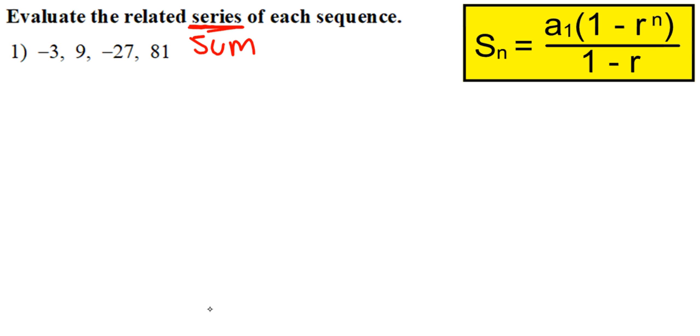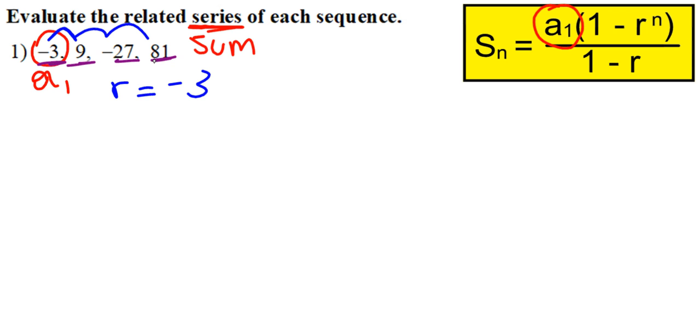In order to use the formula, we're going to need to find a1. a1 is just the first term right there, negative 3. And then r is what you multiply to get to the next term. So go to here, to here, to here. It looks like your r number is negative 3 because we multiply by negative 3 to get to the next number. n is just how many terms there are. Well, we can see 1, 2, 3, 4 terms. n is 4. So once you have the information, plug it into your formula.